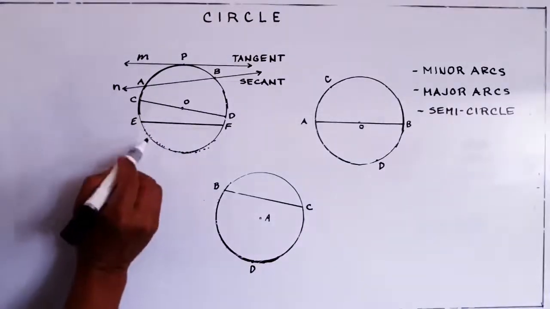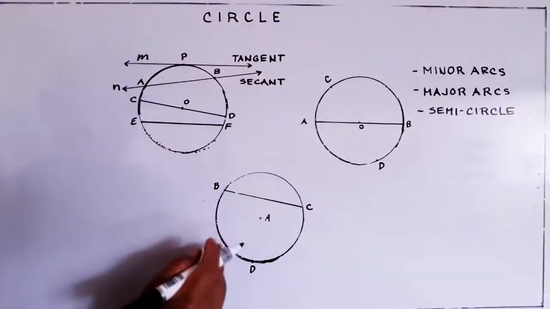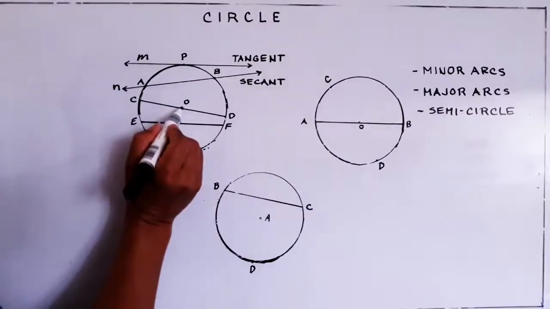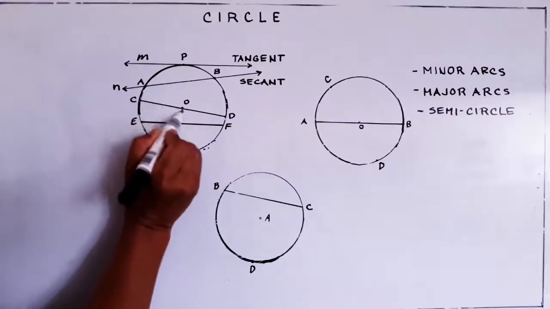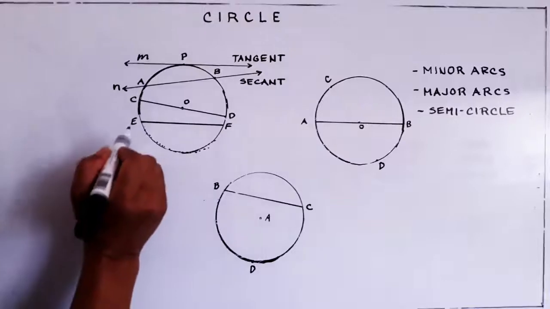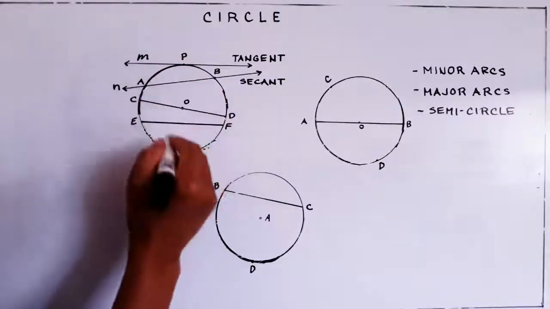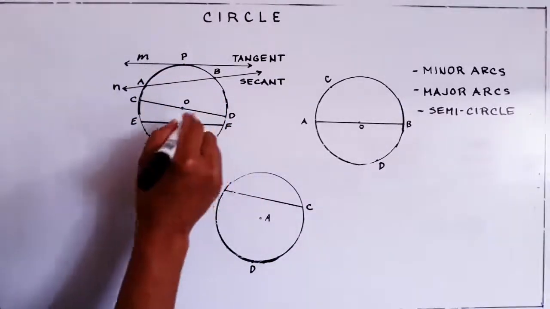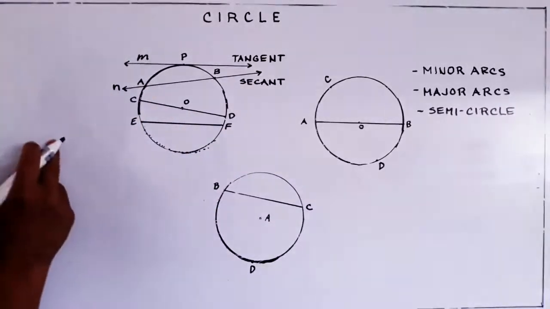Now the distance of any point on the circle to the center is called the radius. So here, what is the radius? O to D is a radius, O to C is a radius, and because we have an indefinite number of points, we also have an indefinite number of radii that we can have here in our circle.